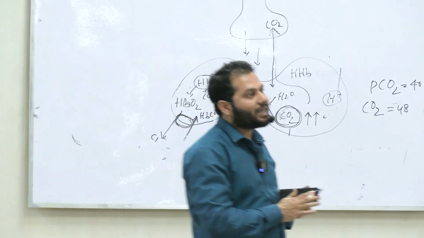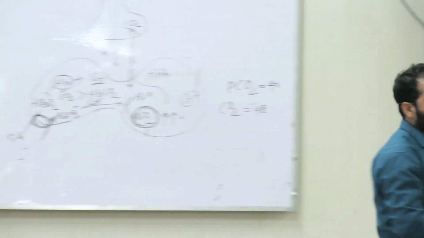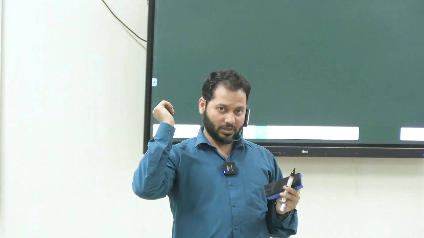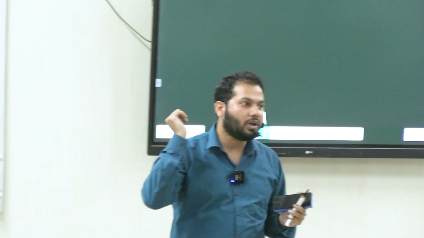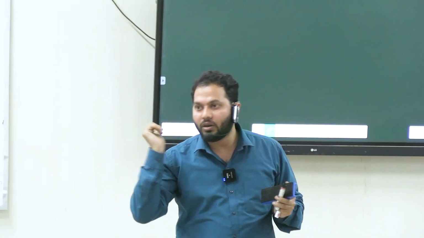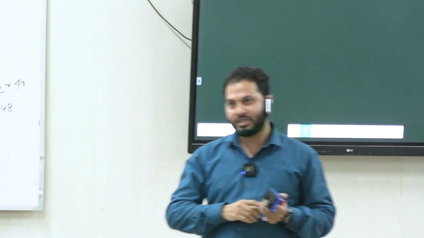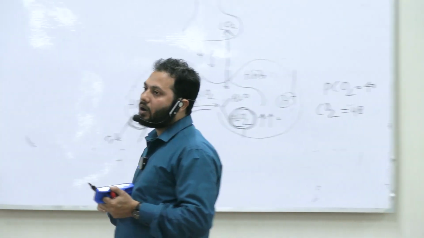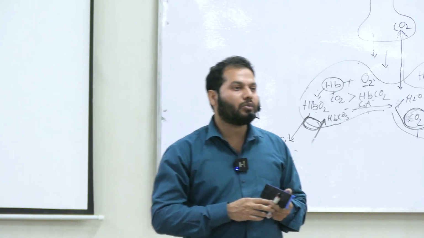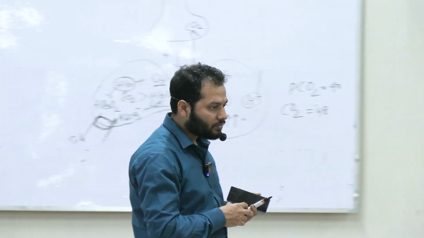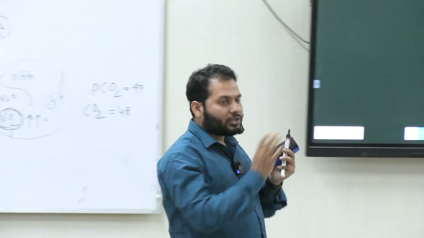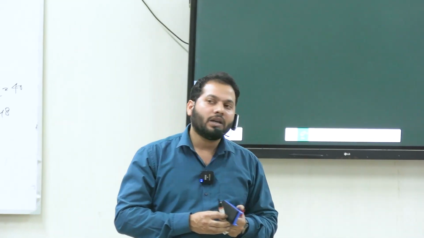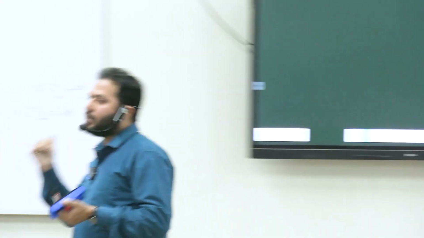So this is the three different transport modes. The first one is the bicarbonate form, another one is carbaminohemoglobin, where carbon dioxide binds to the hemoglobin molecule, and the third one, only 5%, is the dissolved form of carbon dioxide transport. This transport of carbon dioxide is influenced by multiple factors.